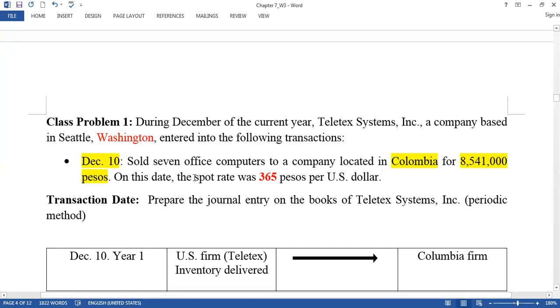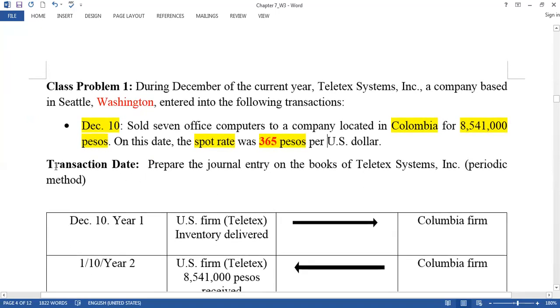And a spot rate, what is the meaning of a spot rate? Can you remember? The rate today. Today's rate is, look at it, 365 pesos. So this is indirect, right? Why indirect? Because it is not the US dollar rate. It is the rate of the foreign currency. So we have 2 ways to do this. We can convert the indirect rate to the direct rate, that is 1 divided by 365. With 1 divided by 365, we can convert this rate to the dollar.